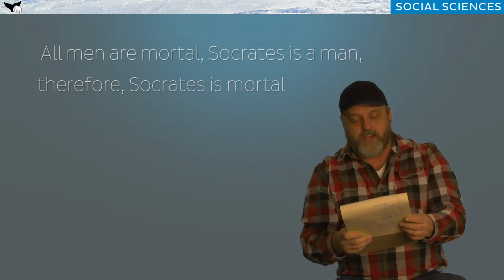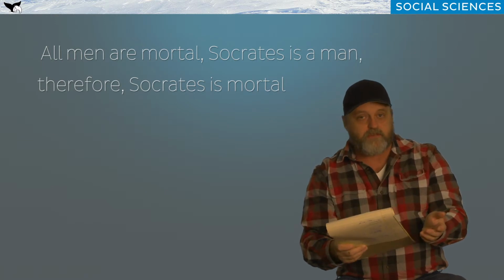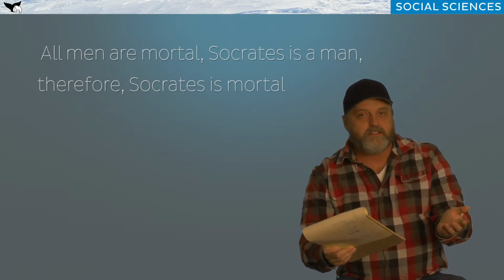All right, so what do you do first when you're looking at an argument? The first thing you do is look for inference indicators, right? Okay, so in all men are mortal, Socrates is a man, therefore Socrates is mortal, is there an inference indicator?